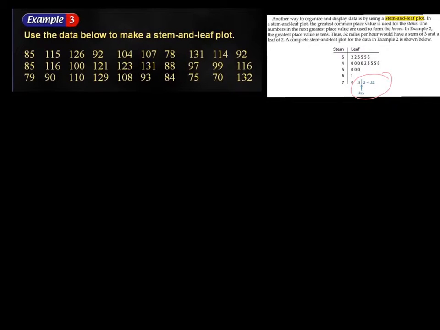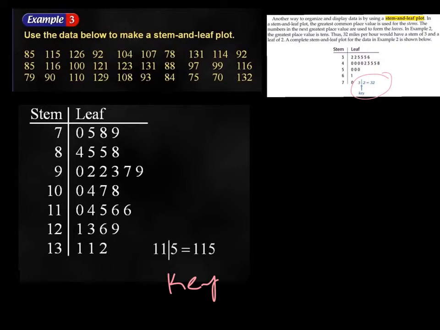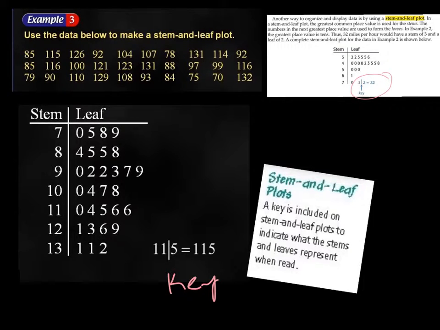And we're going to quickly review a stem and leaf plot. You let the tens place be the stem, so the minimum, we went from 70 to a maximum of, I think, 132. And here's our key. So the first number in the table, 85, will be represented by 8 | 5, 115 by 11 | 5, and so on. A key is included on stem and leaf plots to indicate what the stems and leaves represent when read.